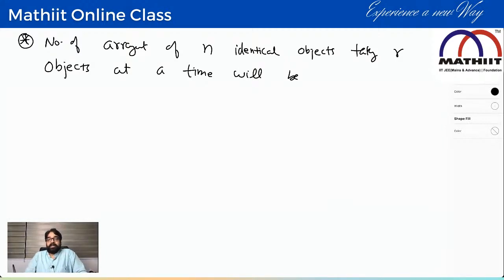What will be this answer? Now, you should develop the habit to give the answer of any new concept in your own way. Number of arrangements of n identical objects. n objects are there, but all are identical, and we have to arrange r objects only, small r. If all are different, then nPr. But here, all are identical.